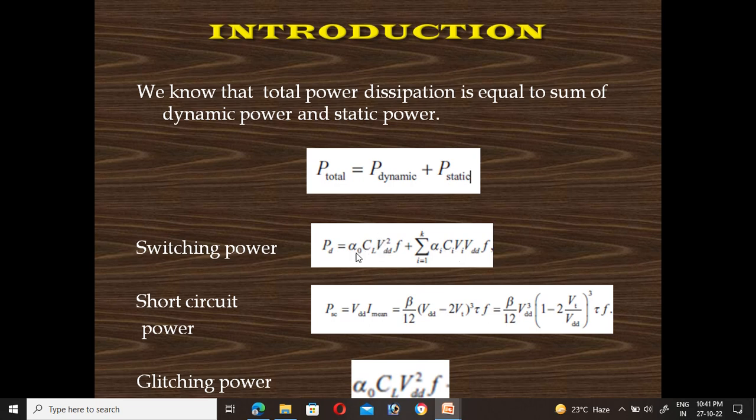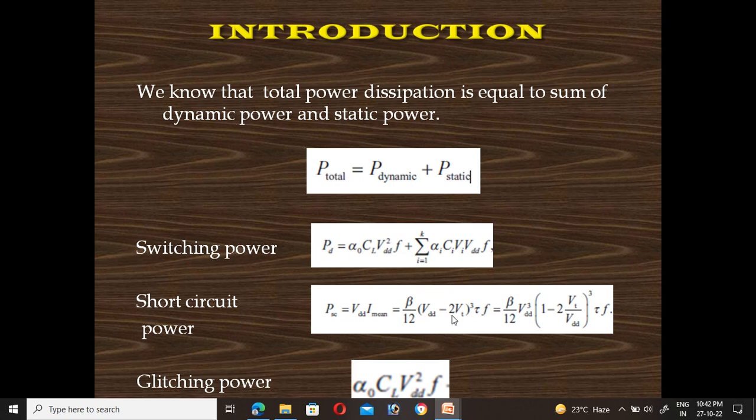This is the charging and discharging of the corresponding parasitic capacitance, also called the load capacitance. Coming to the short circuit power dissipation, it can be represented as beta by 12 into VDD cube into (1 minus 2 VT by VDD) whole cube into tau into F. These topics were already covered in the second unit, sources of power dissipation. The last one is glitching power dissipation, also considered from the charging and discharging point of view: alpha naught into CL into VDD square into F. These are the three power dissipation equations.